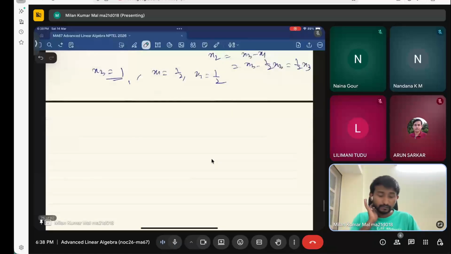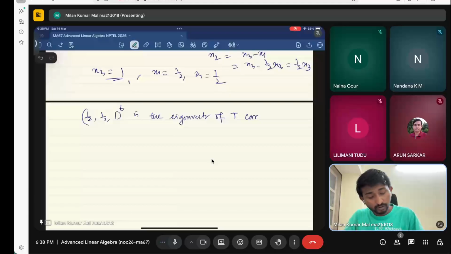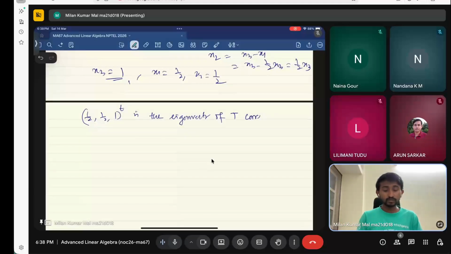of T, the eigenvector of T corresponding to the eigenvalue lambda equal to 2. Now let me come to this problem. So this is all. This will help you to solve the problem.